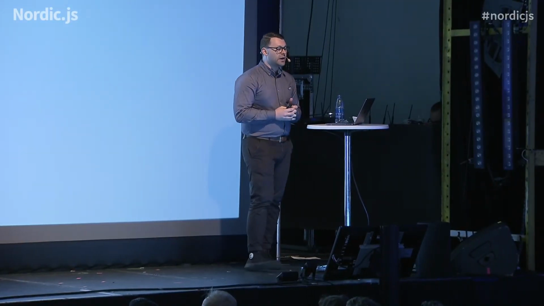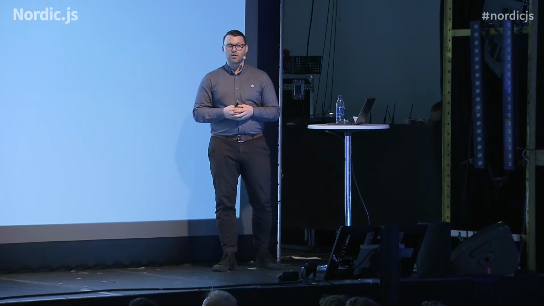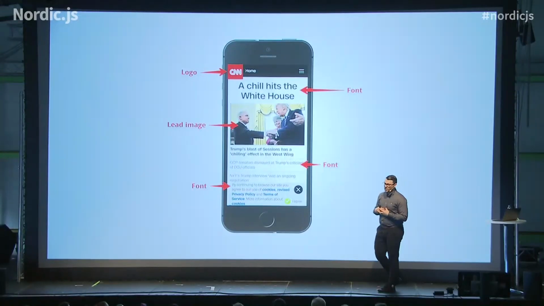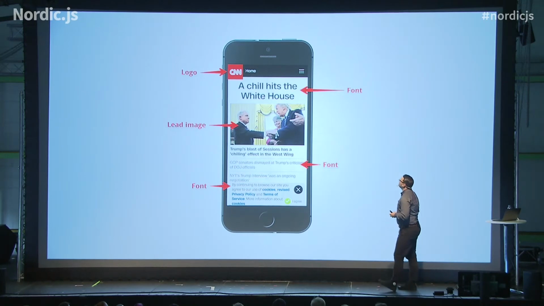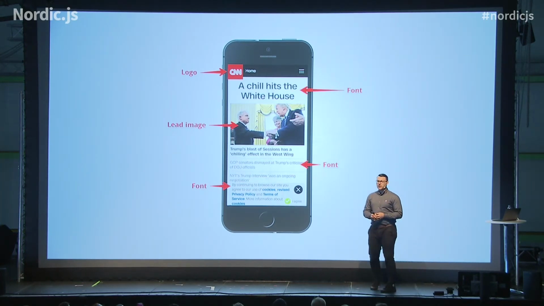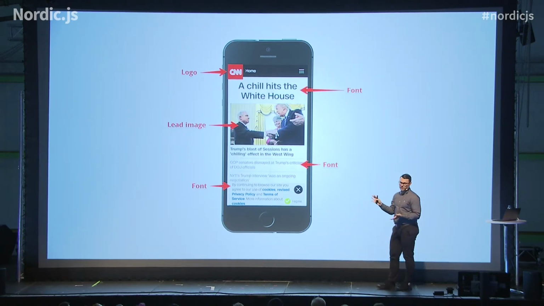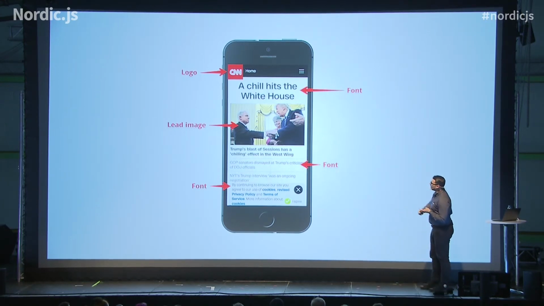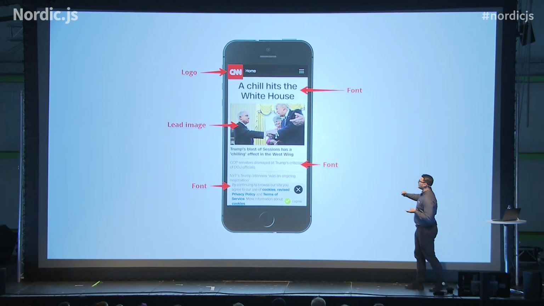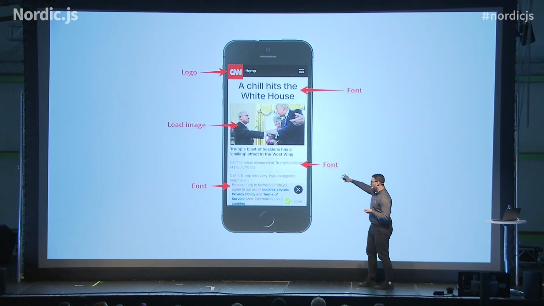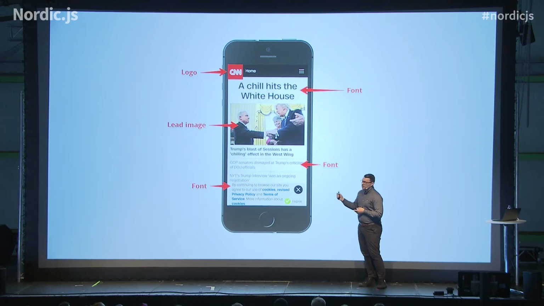So stepping into a CNN, and I'm sorry that all news globally is just completely crap at the moment. I can't do anything about that. Looking at the CNN site here, we can do a quick visual audit to say what we need for this particular context, which is on a mobile. We need the logo, we need the font. Actually, we need 3 sizes of fonts, and we need 3 font faces, and we need the lead image here.